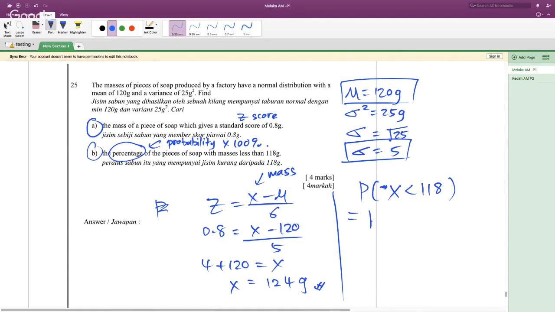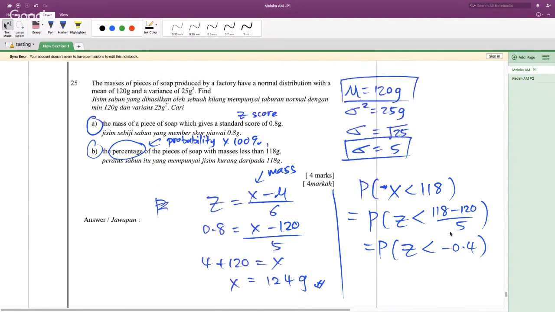So what I will do is I always need to change this into Z. That means here we have to minus the mean over the standard deviation. So therefore Z is less than negative 2/5, which should be negative 0.4. Whenever you have negative 0.4, you cannot straight away get it from the table, because if you want to find from the table, your Z must be a positive number.